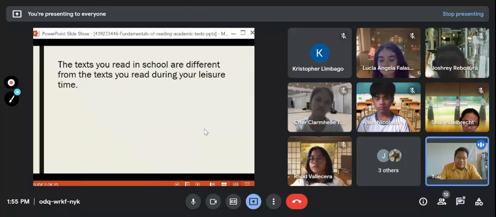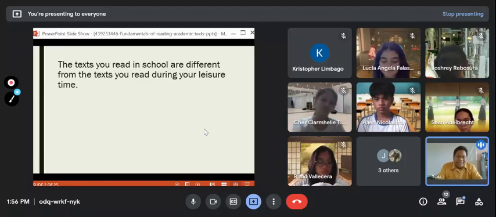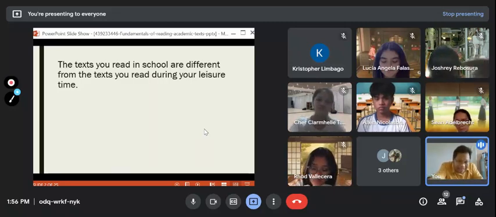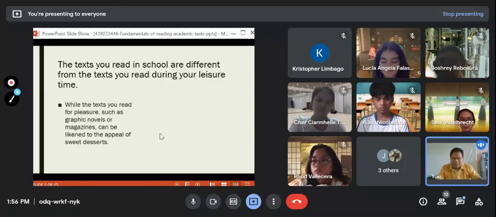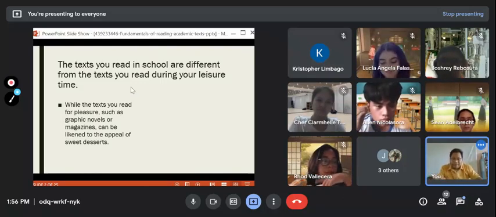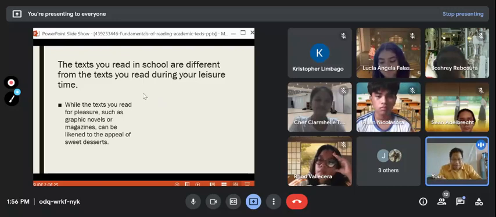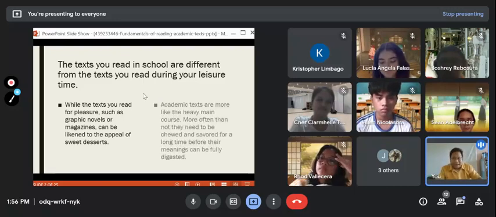The texts that you read in school, the materials that you read for academic purposes are not usually the ones that you read during your leisure time. Because it is meant for leisure, it is expected that the material you'll read provides leisure. While the text that you read for pleasure, such as novels or magazines, can be likened to the appeal of sweet desserts, there are ones which are quite appealing for reading, especially if you are interested in what's found in those magazines.